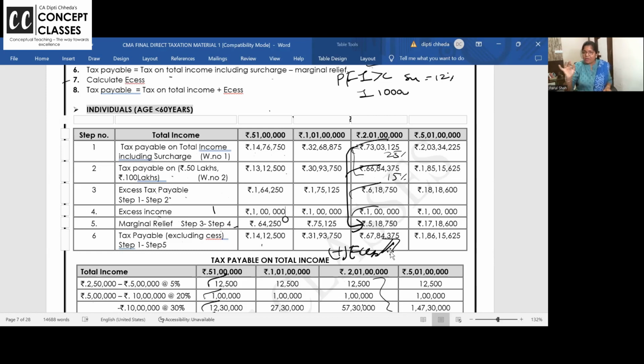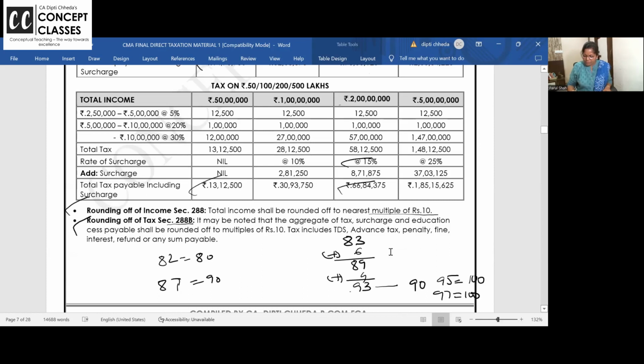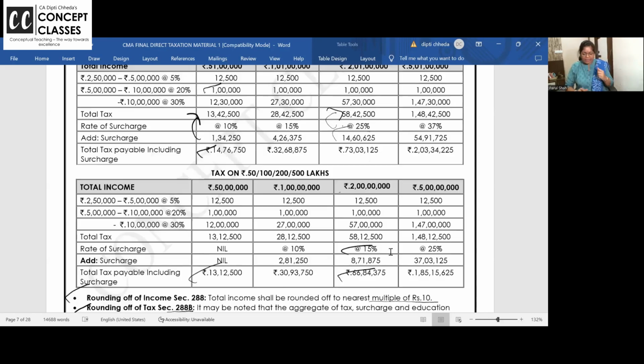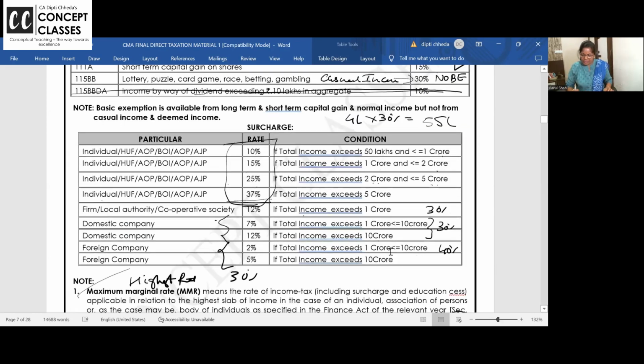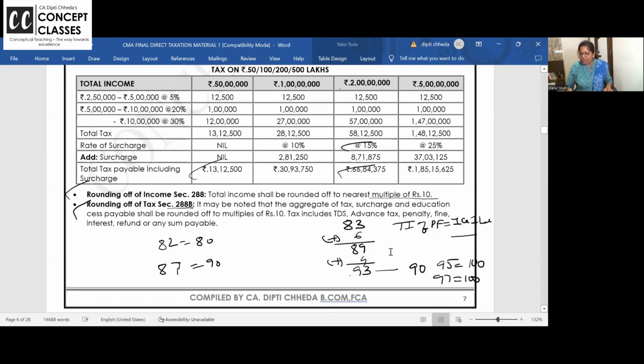I'm telling you, 100% they are going to ask a 5 marks question on this. In case of a company or partnership firm, take one example and do it at home, I will check it. Let us take the total income of a partnership firm as 1 crore and 1 lakh. We will discuss this answer in the next class. Just do it. Partnership firm, if the income exceeds 1 crore, how much is the surcharge? 12%. Had it been 1 crore, no surcharge. For a partnership firm or company, it is a flat rate of tax.